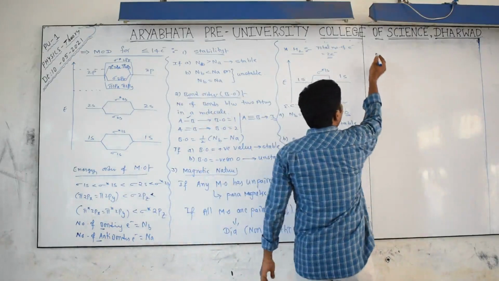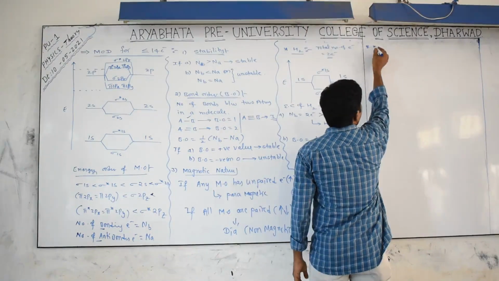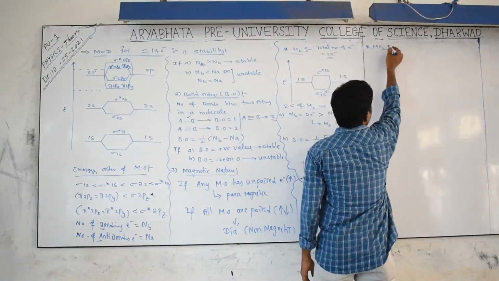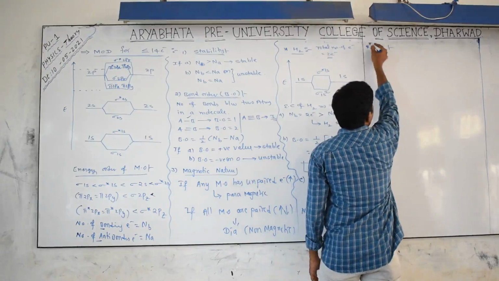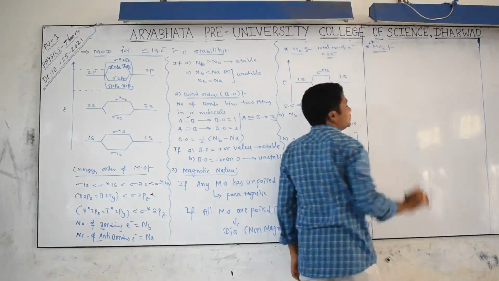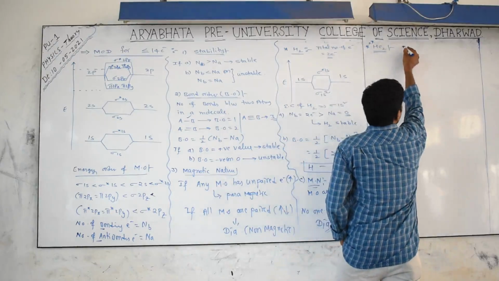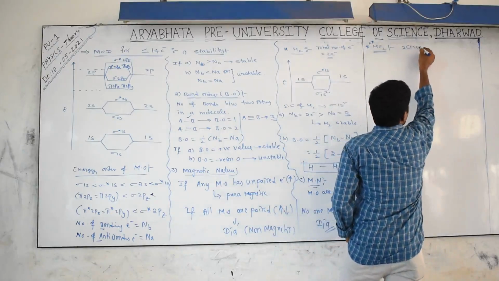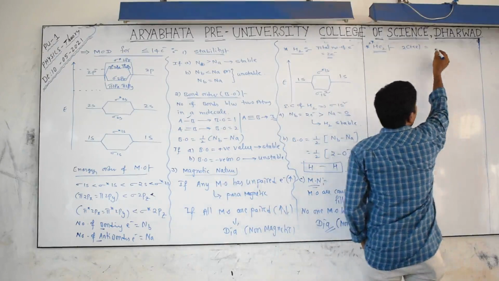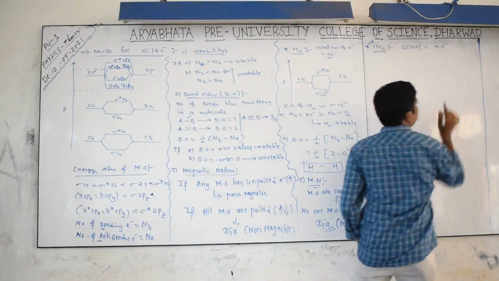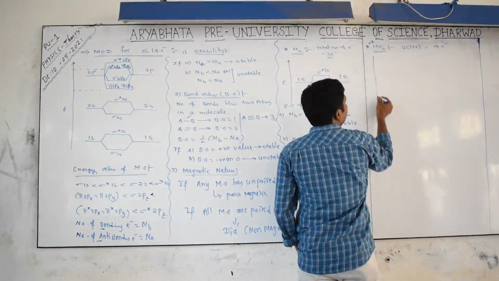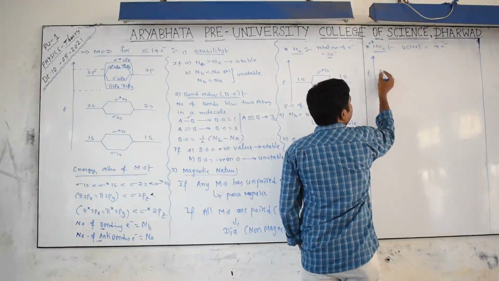I will tell you one more example, which is He2. Yes, this is important for your board and competitive examinations. He2 I am taking. Let's see how many electrons there are. Two heliums were there, each helium containing 2 electrons. 2 twos are 4 electrons. Okay, draw the molecular orbital diagram.